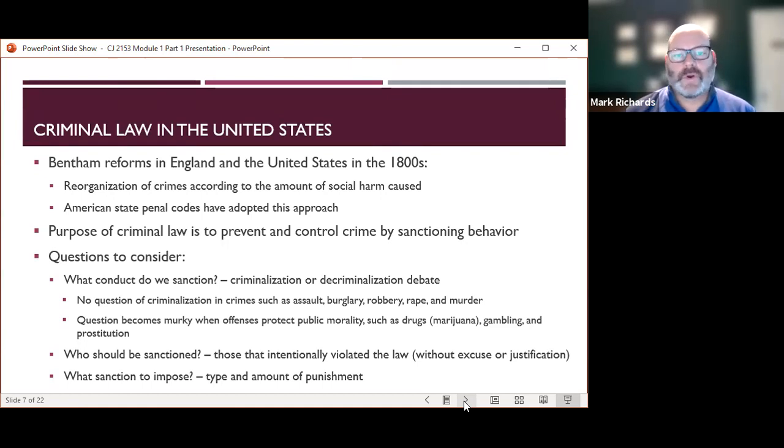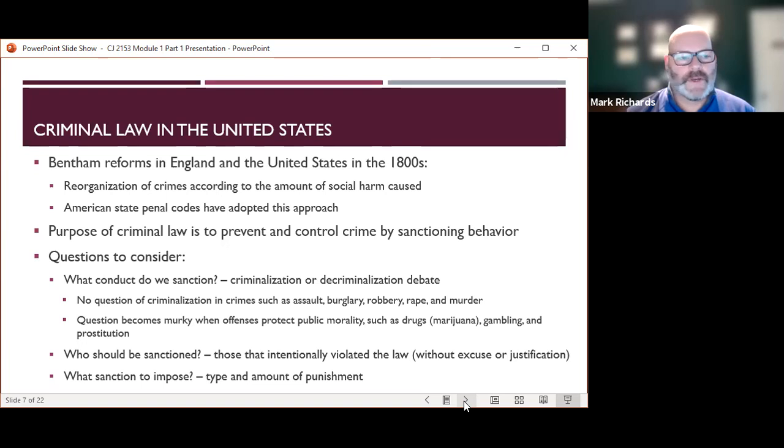There are some important questions that we have to consider. What conduct do we sanction? Is this a debate on criminalization or decriminalization? There's no question amongst most people that criminalization of crimes such as assault, burglary, robbery, rape, and murder is appropriate. But it gets a little more murky and confusing when you talk about offenses that are meant to protect public morality, such as drug laws, especially in the area of marijuana usage, and crimes associated with gambling and prostitution. Who should be sanctioned?